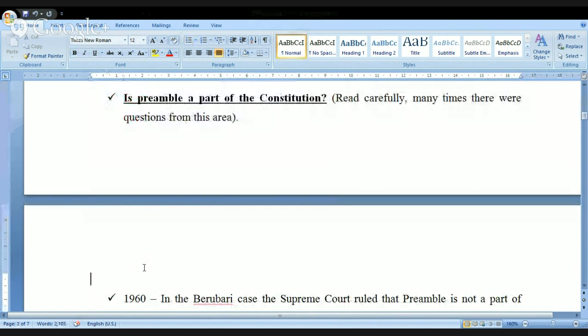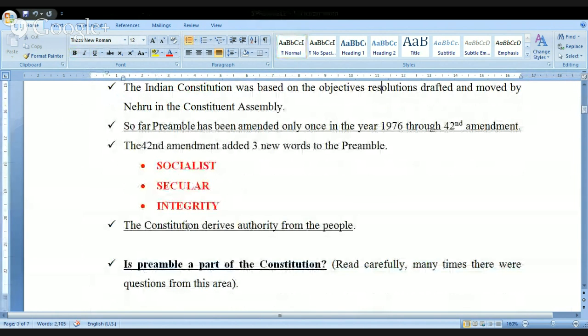So the constitution derives authority from the people. Okay. Now, even with respect to the preamble, certain discussions were there, whether the preamble is a part of the Indian Constitution or not. That is a basic point. In the beginning, even the apex court made it clear that the preamble is not a part of the Indian Constitution. That's the reason why it cannot be amended just like any other part of the Indian Constitution.